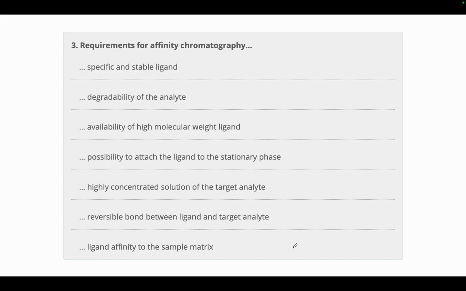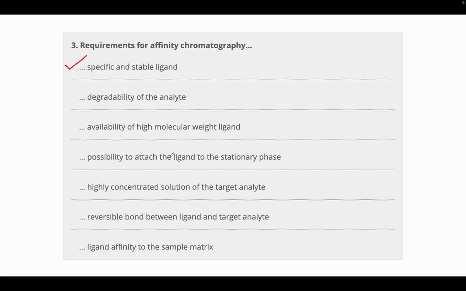So let's go through some questions then. Requirements for affinity chromatography are dash. Specific and stable ligand. Yes, of course. It should be specific and it should be stable, right? It should not degrade over the course of our experiment. Then what is the use? Degradability of the analyte. This is not required. Ideally, nothing should be degrading in an experiment. Availability of a high molecular weight ligand. This is not required. We need a ligand, but there's no necessity for it to be of high molecular weight. So this is not a requirement.